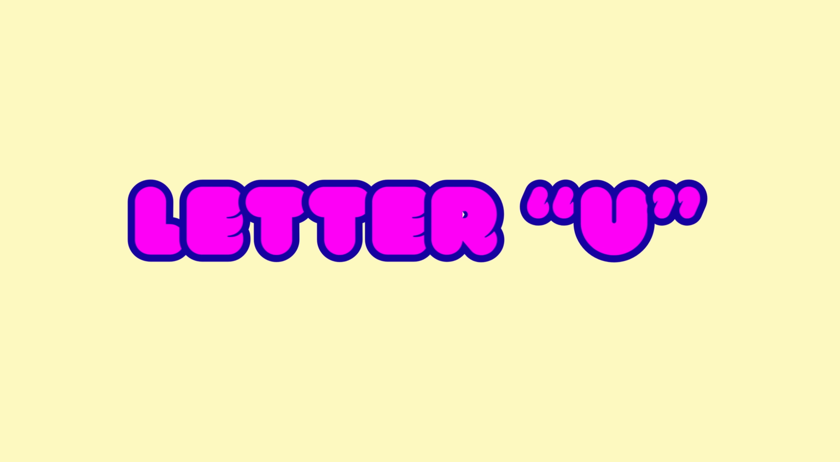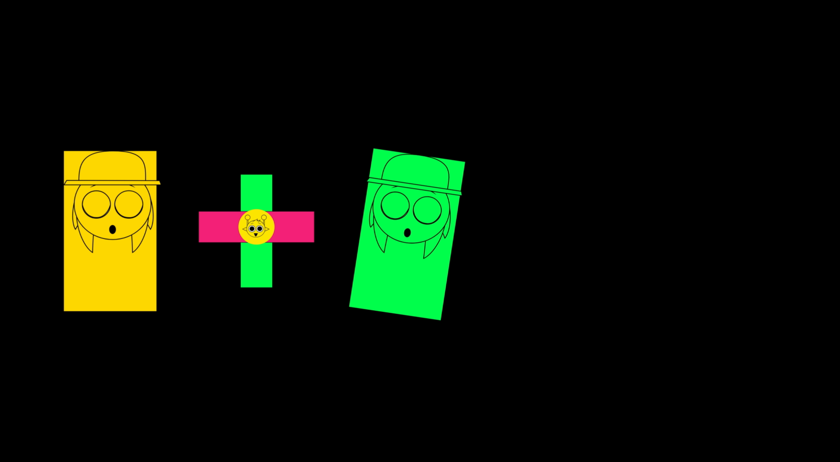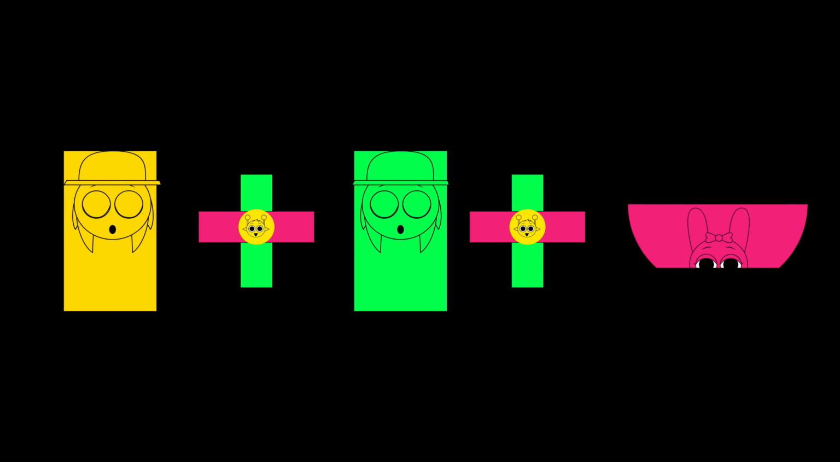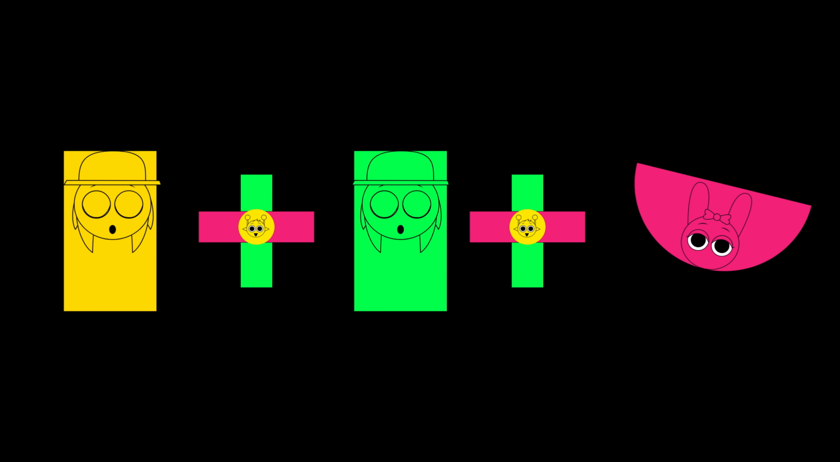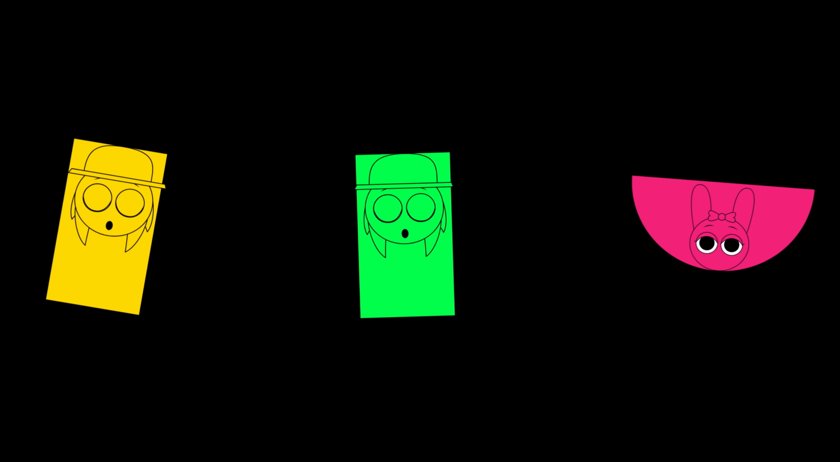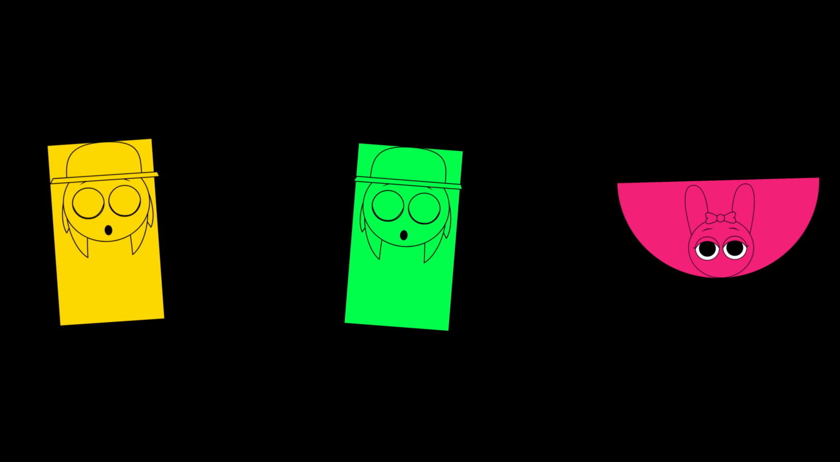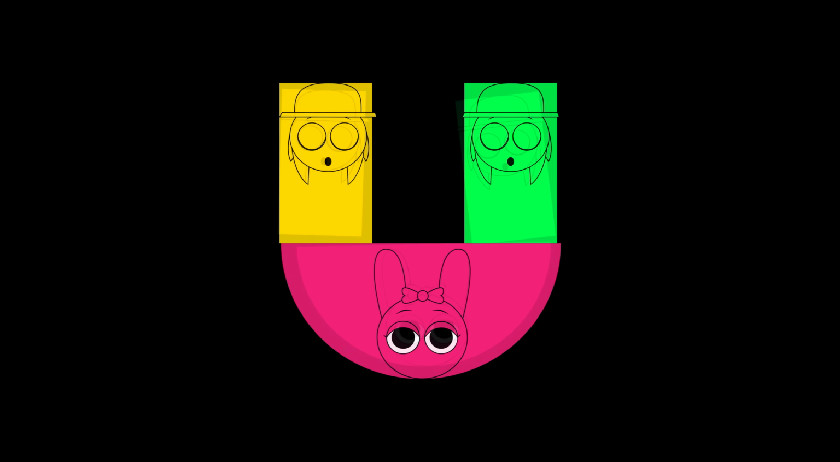Next, make the alphabet letter U. Rectangle. Plus. Rectangle. Plus. Semicircle. Look at the two rectangles and the semicircle. When we put them together, they make the letter U.